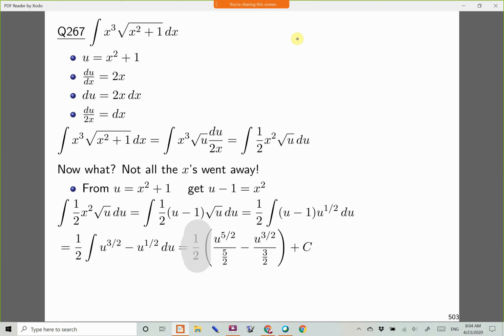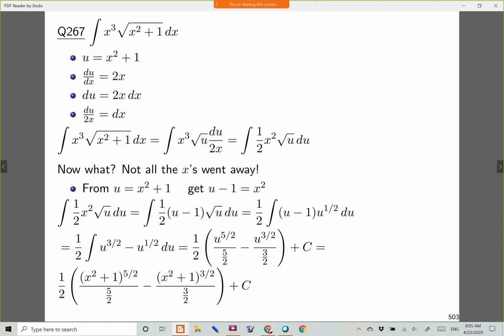If you prefer, you could distribute the 1 half to this and this, but that's your call. There's no expectation that you distribute the 1 half or that you don't. You can if you want, you don't have to if you don't want to. Your call. But there's one final thing we need to do in this problem, which is the original question didn't have u's in it. It had x's. So just like usual, once we're done with our anti-differentiation process, going from here to there, we just need to now replace all of the u's in this problem with x squared plus 1.